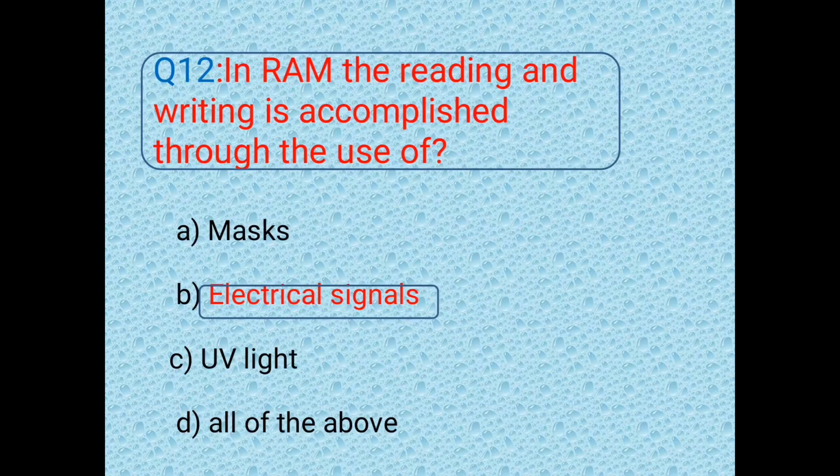Question number 12. In RAM, the reading and writing is accomplished through the use of: A, MOS, B, electrical signal, C, UV ultraviolet light, and D, all of the above. So in this case, the correct option is B, electrical signal.